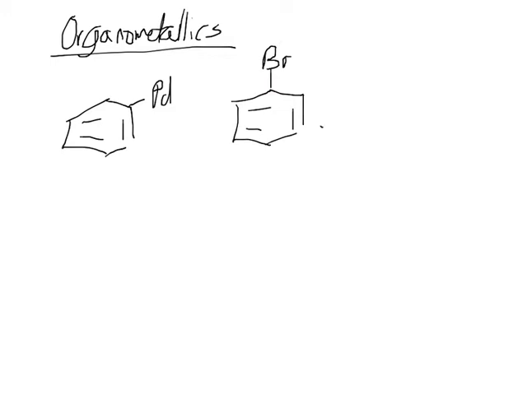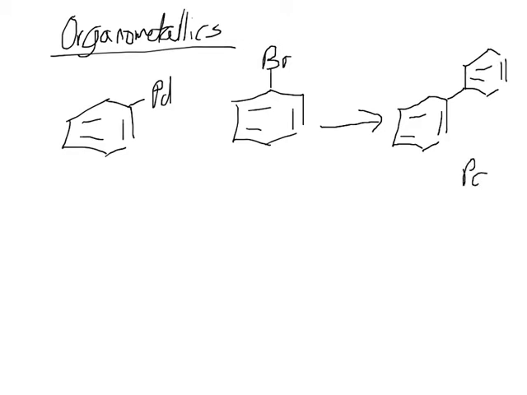And there's a whole process of how this works. But essentially what happens is this metal allows these two things to come together and form a new carbon-carbon bond. And then bromine and palladium are kind of off on their own, doing their own thing. And at the moment, that's all we need to know. That's all you need to know.